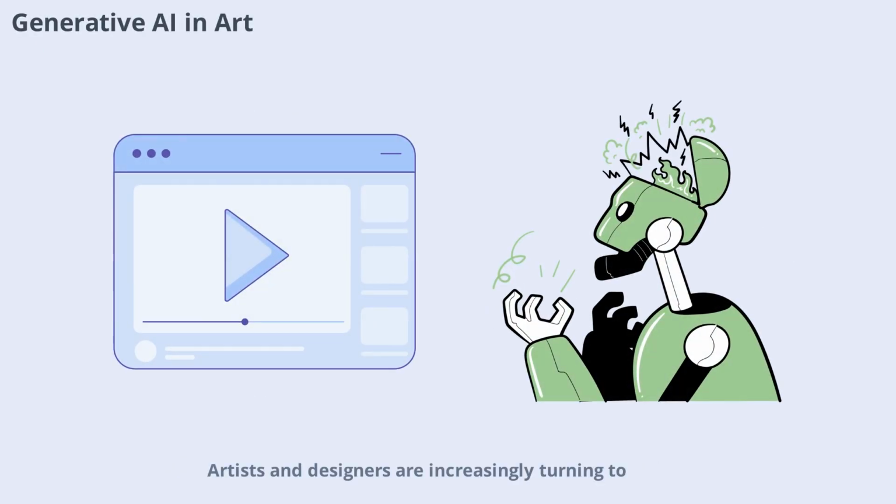Artists and designers are increasingly turning to generative AI to create new forms of art. These models can generate paintings, music, and even sculptures, often blending styles in ways that humans might not imagine. The collaboration between human creativity and AI's generative power is opening up exciting new frontiers in the arts.